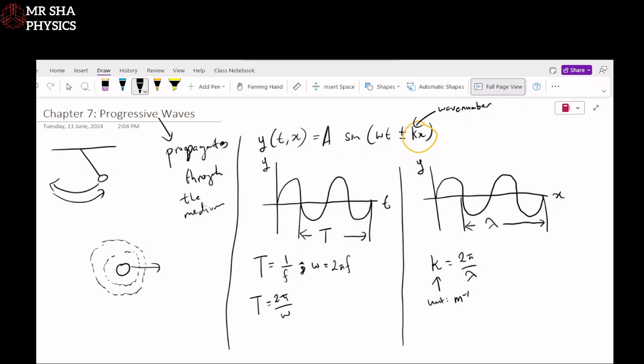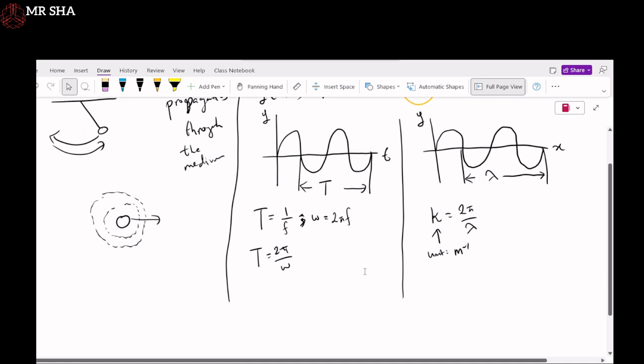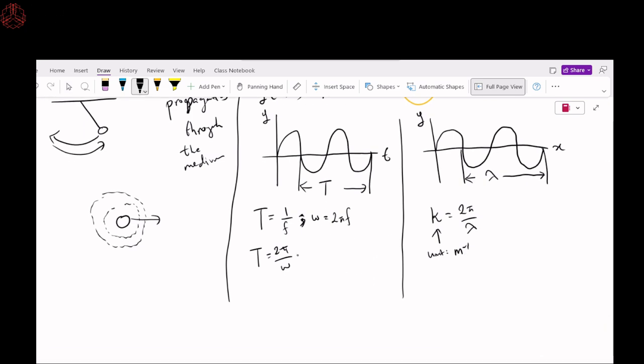All right, moving on. Now, knowing these two, let me just remind you that period has units of seconds.